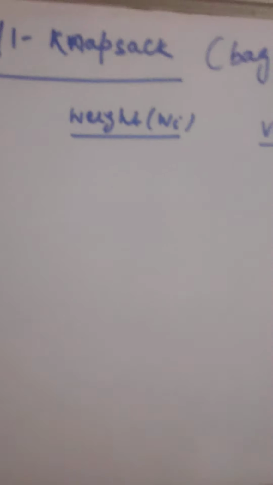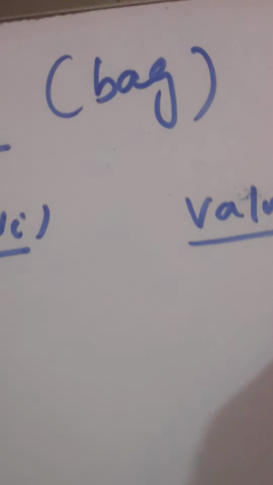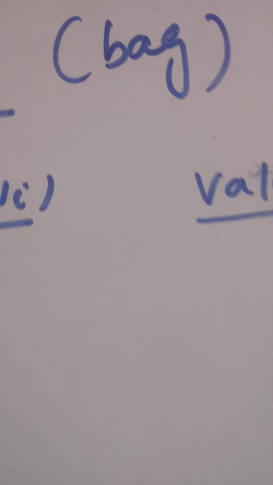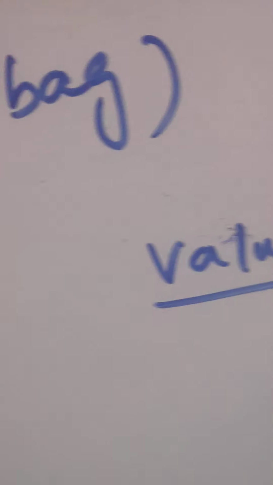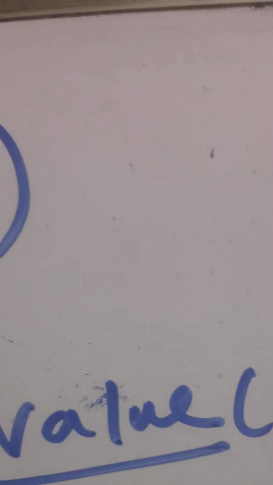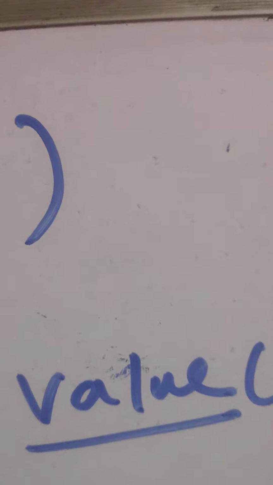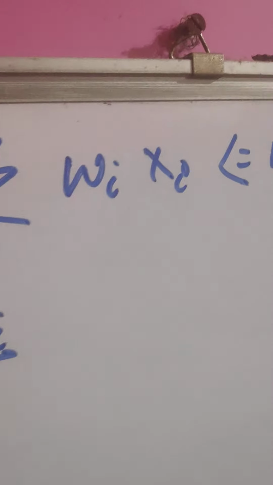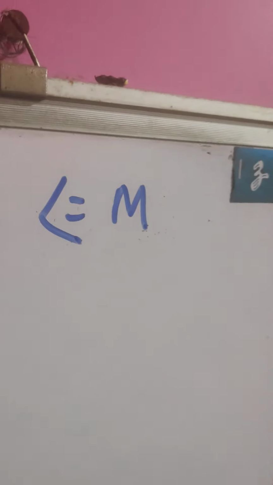The objective of the 0-1 knapsack problem is to choose xi, a part of the item, such that the summation of wi xi should be less than or equal to m. What is m? The m is the size of the bag. And the summation of vi xi should be maximum.